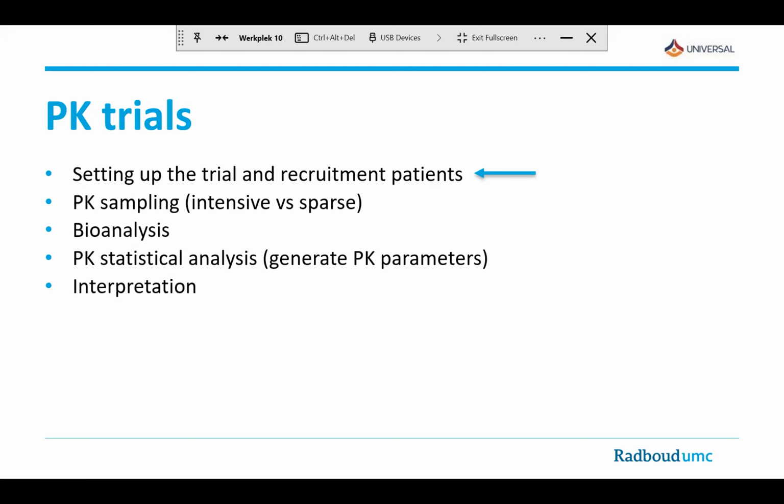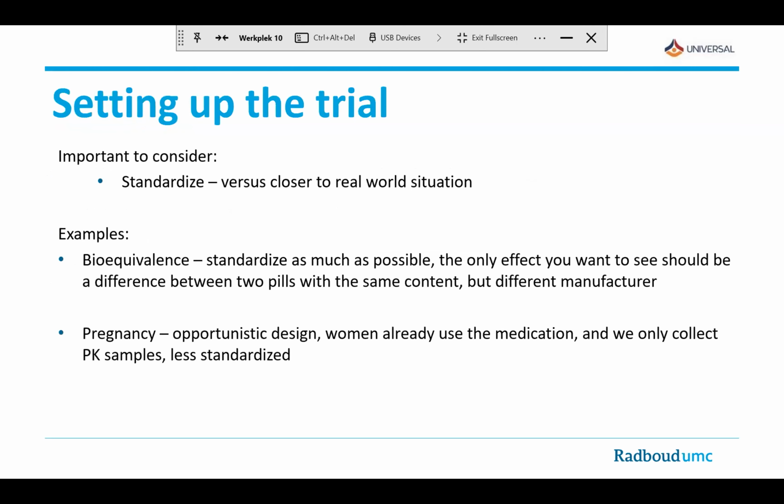So I'll continue, not really where Anne left off, but I'm going to tell you a bit more about the setting up of a pharmacokinetic trial and which patients to recruit for these trials, how you make that choice, PK sampling, intensive versus sparse sampling, bioanalysis, which is important, that informs some information in your study protocol as well, and which PK parameters we generate and the interpretation.